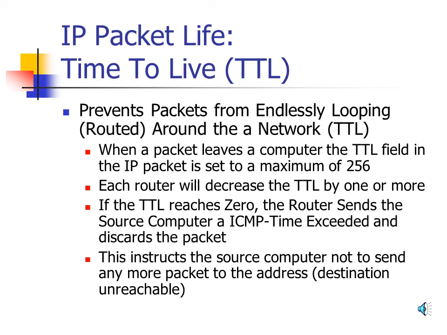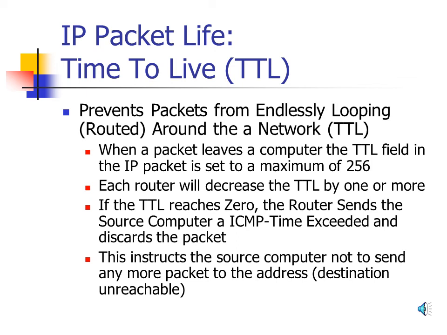Now, when a packet leaves a computer, the time to live field in the IP packet header is set to, by specification, a maximum of 256. In the case of Windows NT, I believe it was set to 128. But when the packet is transferred to a router, to any router, each router will decrease the time to live by a value of 1 or more, depending upon how the router is set or if there's congestion. So as the packet travels through the network, the time to live decreases each time it passes through a router.